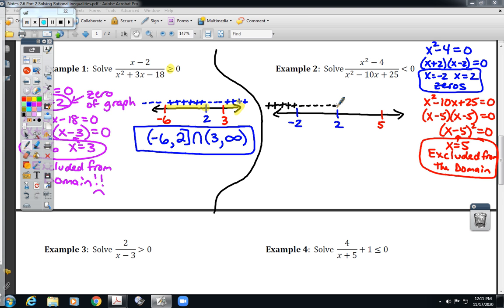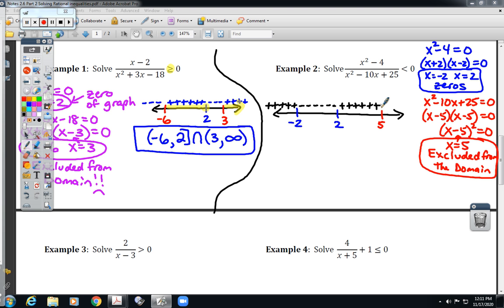Then we pick a value between 2 and 5. 3 seems like a healthy choice. 3 squared minus 4 would be positive 5. So we have a positive number on top. On the bottom, we have 3 squared, which is 9, minus 30 plus 25, which is positive. So we have a positive on top, positive on the bottom. That entire section is positive.